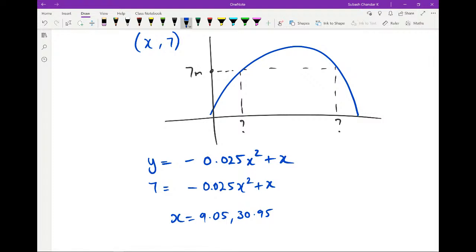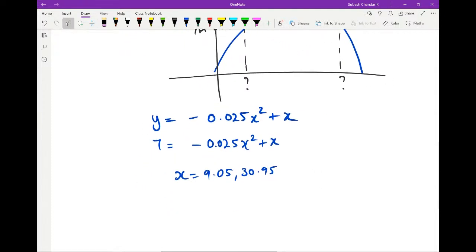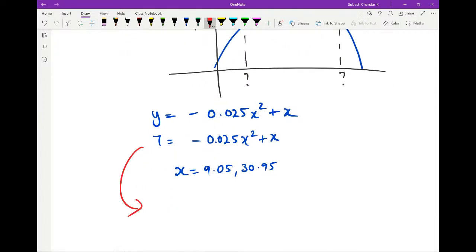What I will show you guys is this. I want to show you guys one more way of doing this, and this is absolutely fine. You can actually do this method, and it's probably a little bit faster. What you do is you rearrange so that one of the sides is 0. So I'm going to have negative 0.25x squared plus x minus 7.